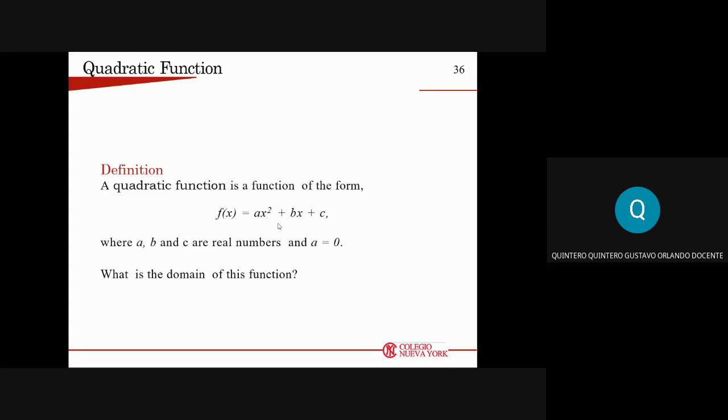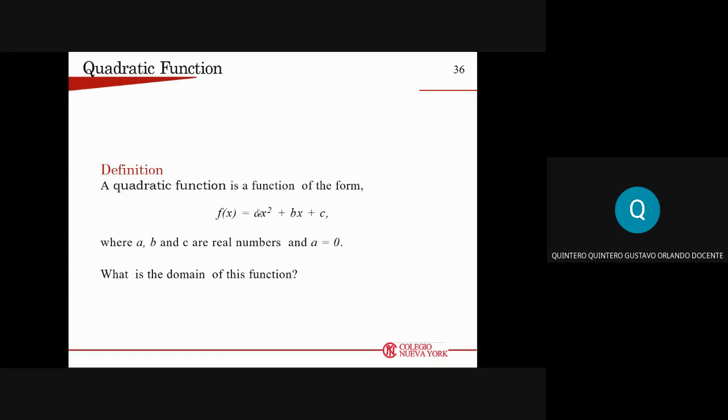Now, there is a problem, though. A has to be different than 0. Sorry, there was supposed to be a line here. I don't know what happened. The first coefficient, A, cannot be 0.